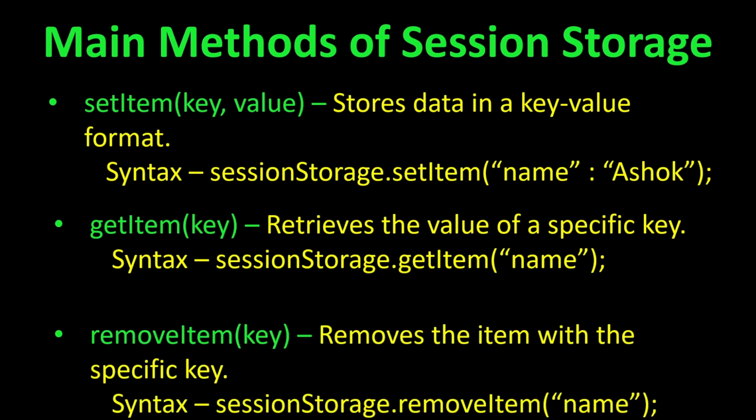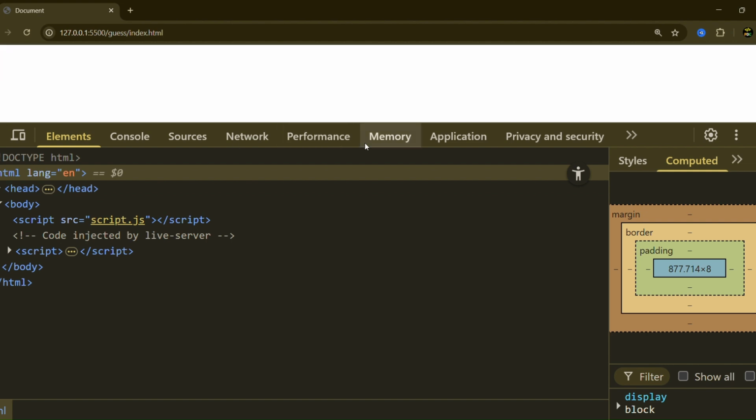Then, we have removeItem, which is used to remove the item with the specific key. Let's see a quick demonstration of it.